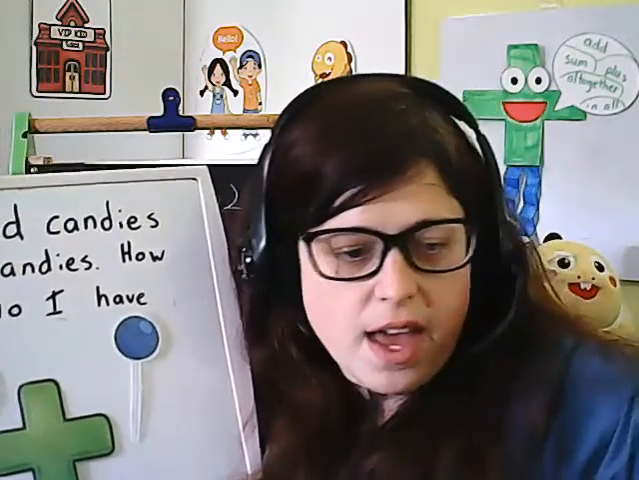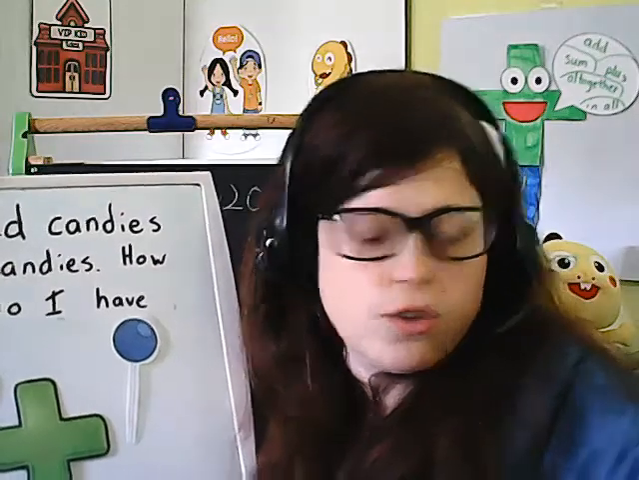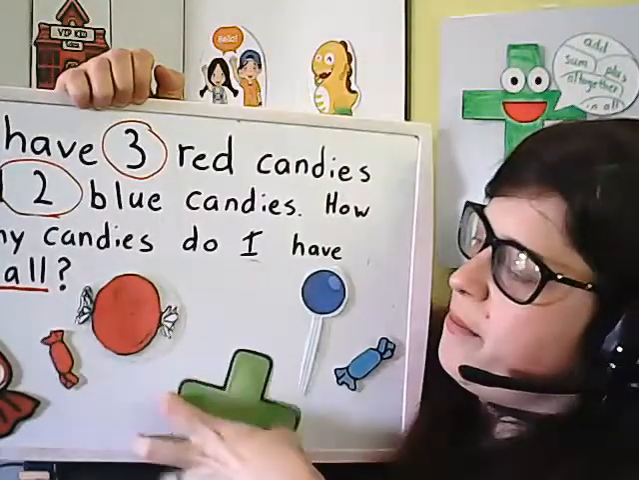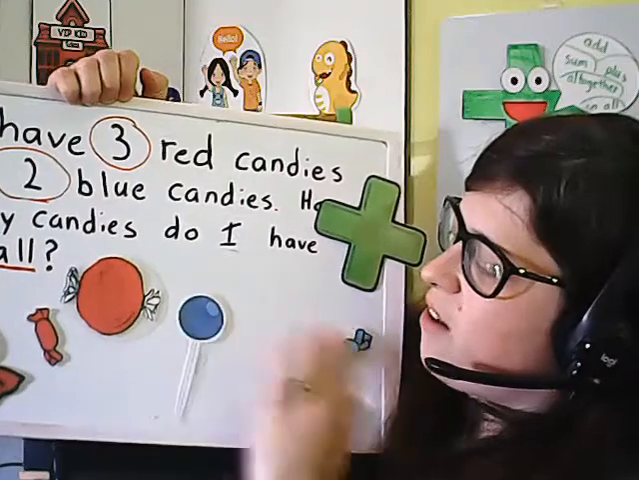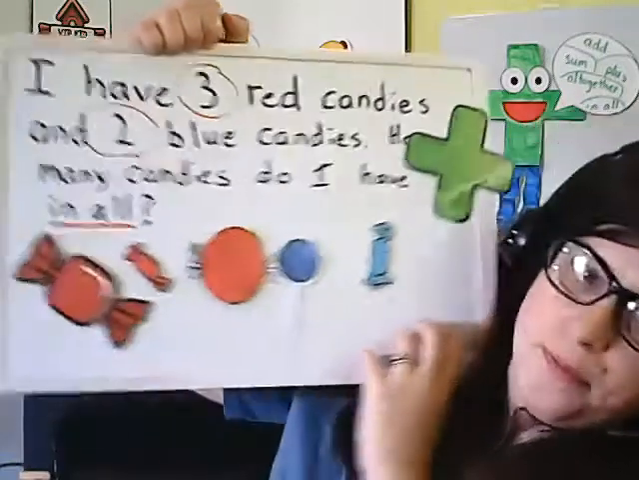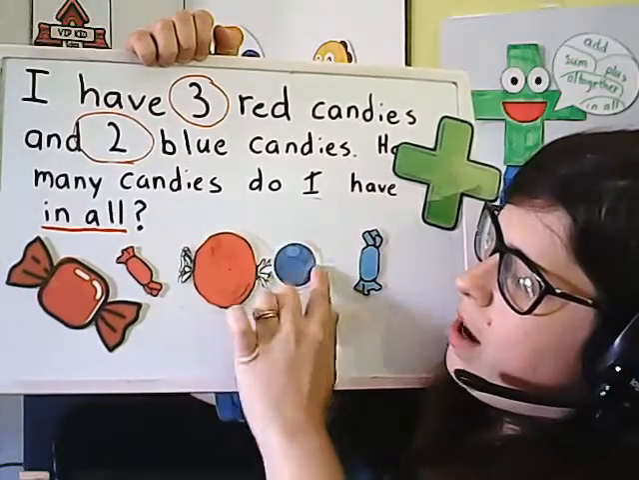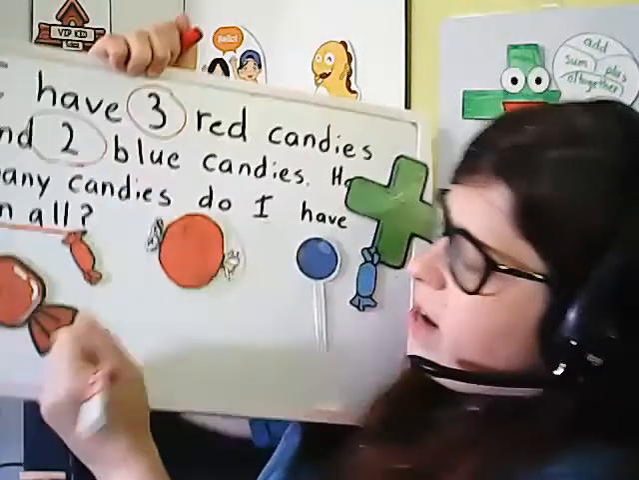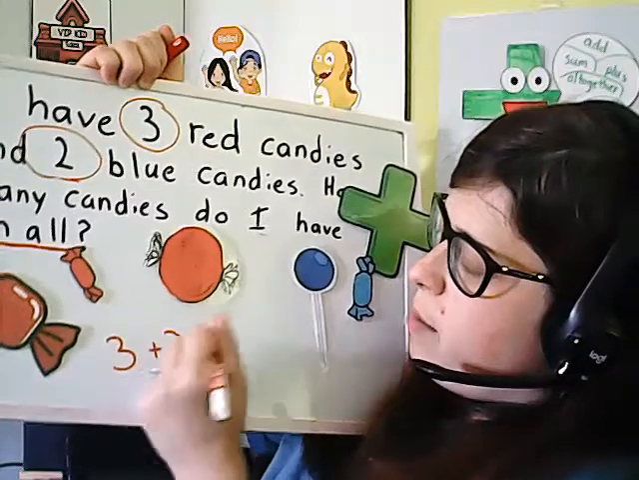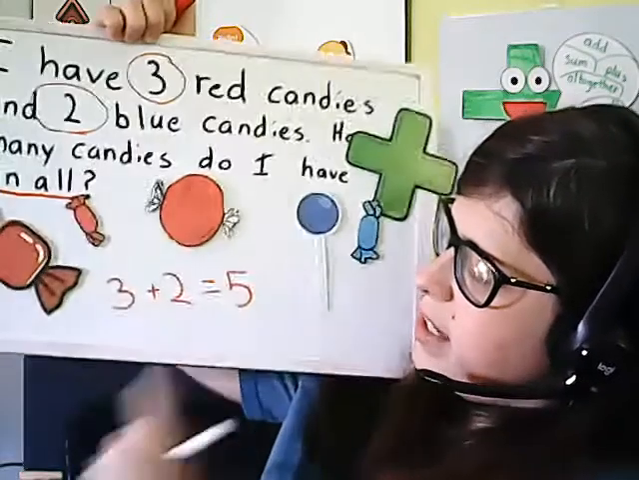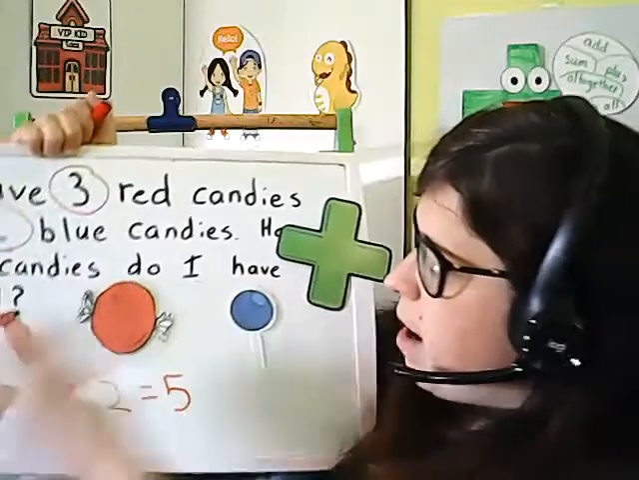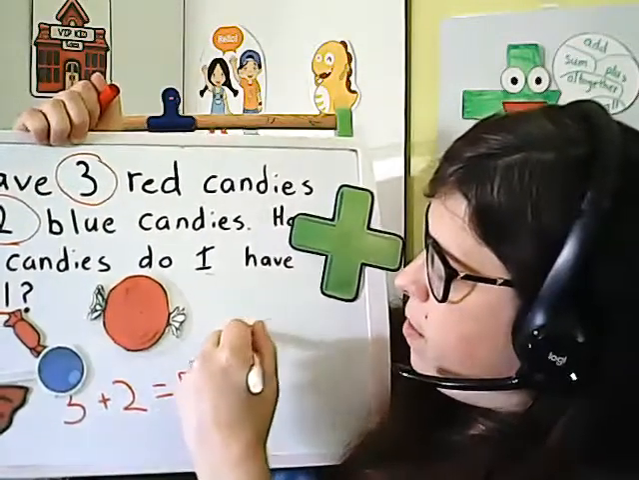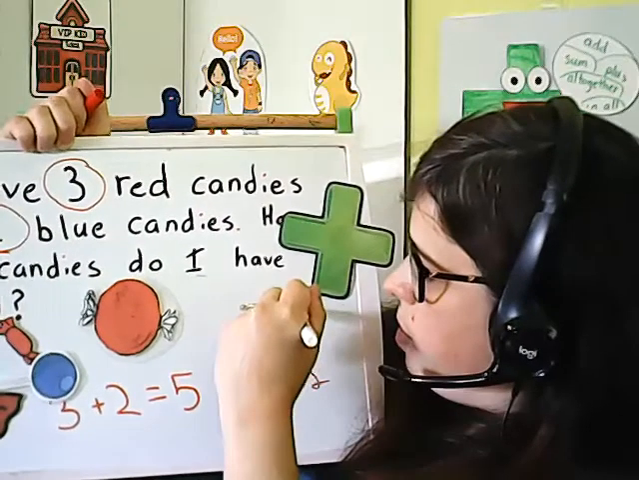1 and 2. 3 red candies and 2 blue candies. Let's join these two groups together and find out how many I have in all. You can count them. 1, 2, 3, 4, 5. So I know I have 5 candies in all. 3 red candies plus 2 blue candies is 5 candies in all. My number bond would look like this. 5 as my whole, and 2 and 3 as my parts.